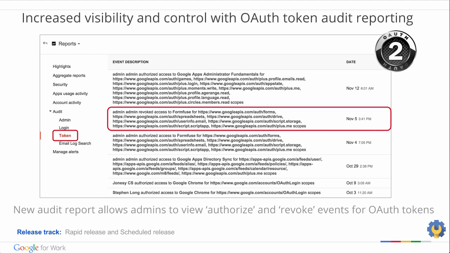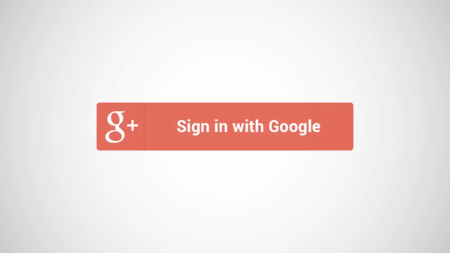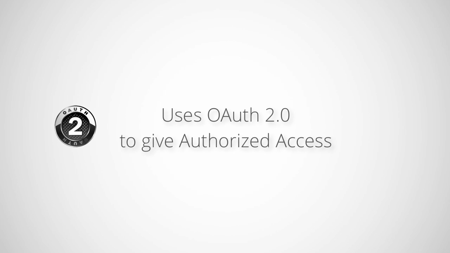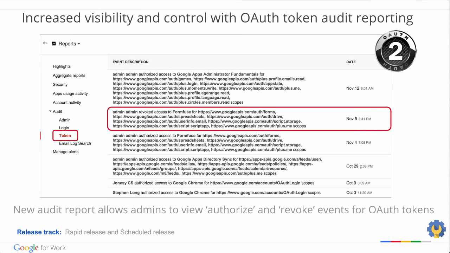The next update we're going to see is increased visibility and control with OAuth token audit reporting. If you've ever used the sign in with Google option on a website, you'll know that currently people using Google Apps can authorize any third-party mobile or web application which supports login with a Google Apps account. Behind the scenes, this uses OAuth to read the user's account data to integrate with Google Apps, such as Contacts, Calendar, and Drive. Each authorization grants an access token, which is then logged in the admin console.